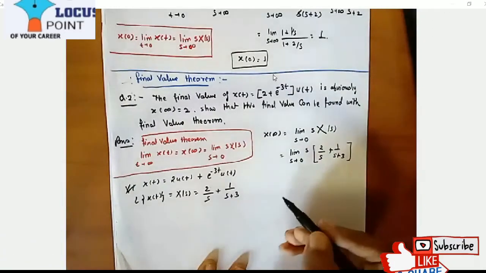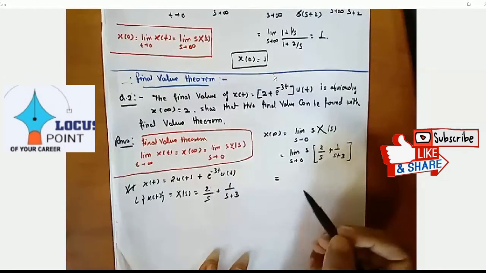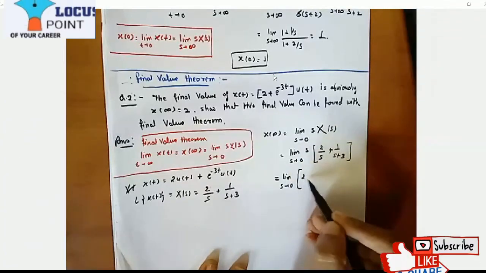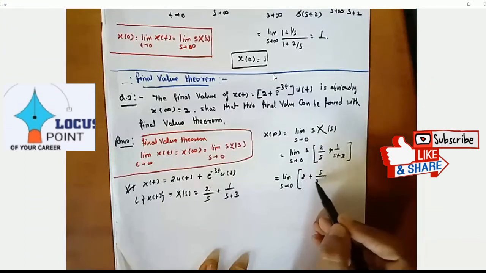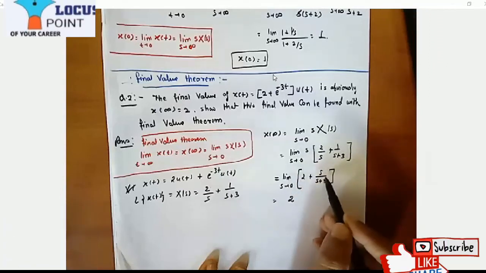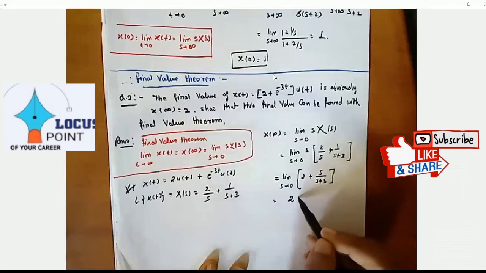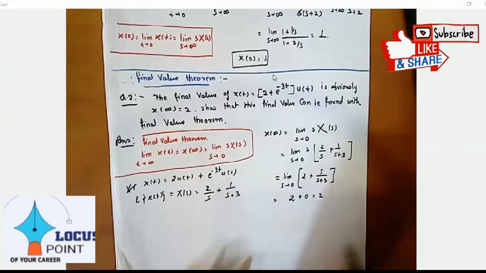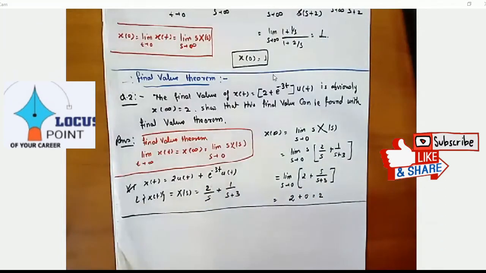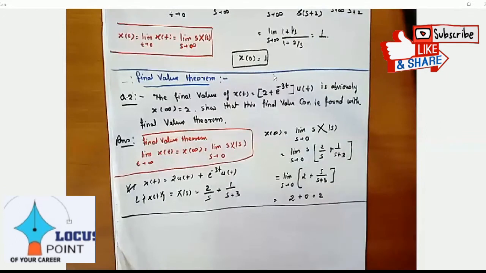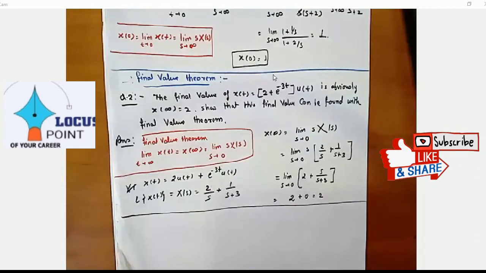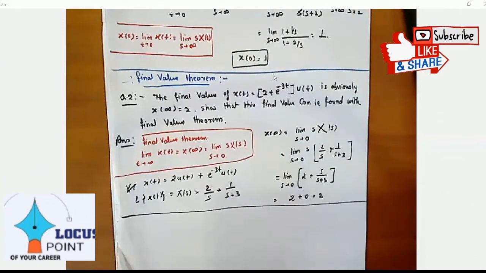I think the orientation is absolutely correct. So finally, limit s tends to 0 of s times X of s, which will be equal to 2 plus s upon s plus 3. So this will be 2, and this will be 0. So the answer is 2. I think you have completed this initial and final value theorem concept. So this is the way through which you can solve a question.